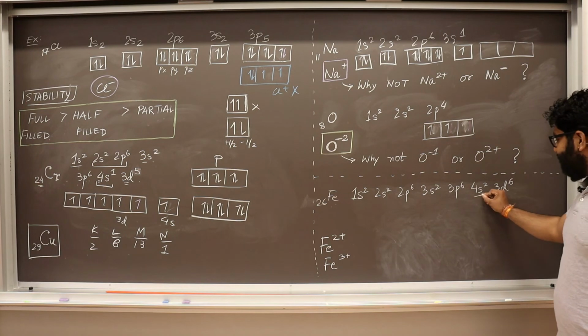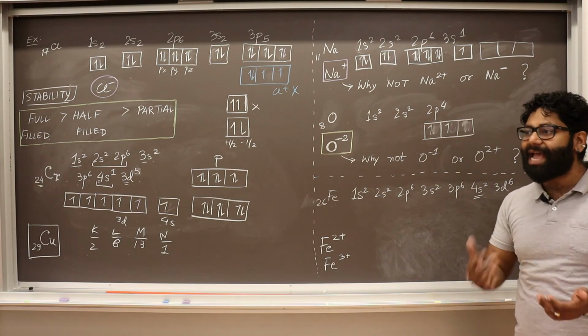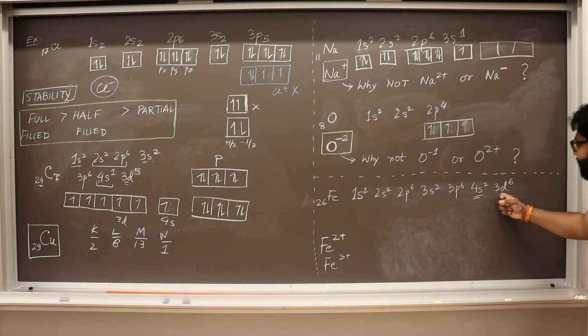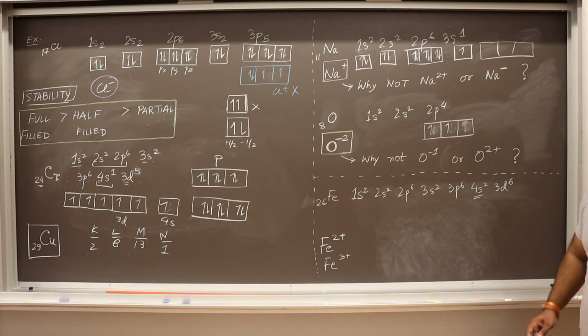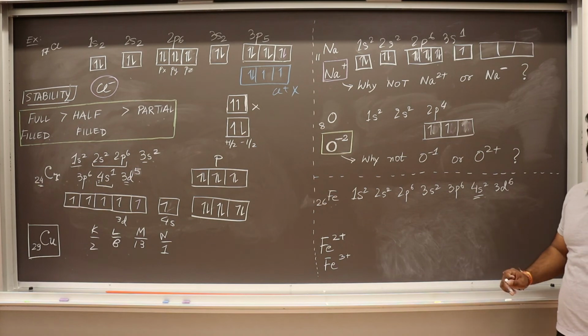Please understand that this is the outermost orbital. Now, even though the last electron entered into the d orbital, if you want to exchange electrons, you want to take out electrons, 3d is not going to give out electrons. Why? Because 4s is the outermost orbital. So any orbital which is the outermost is responsible for the exchange of electrons.